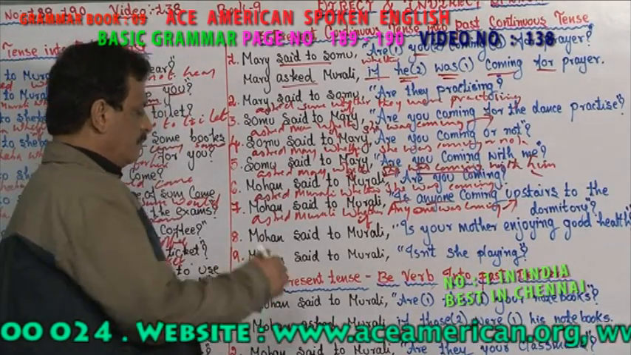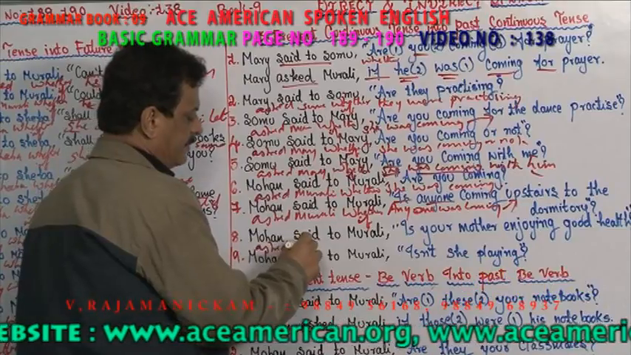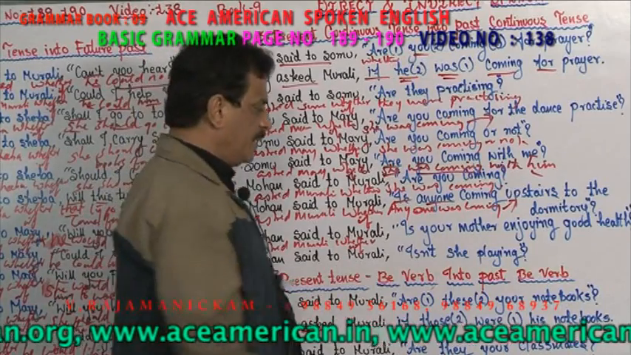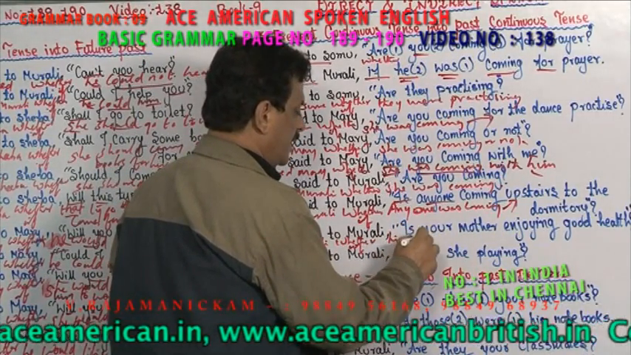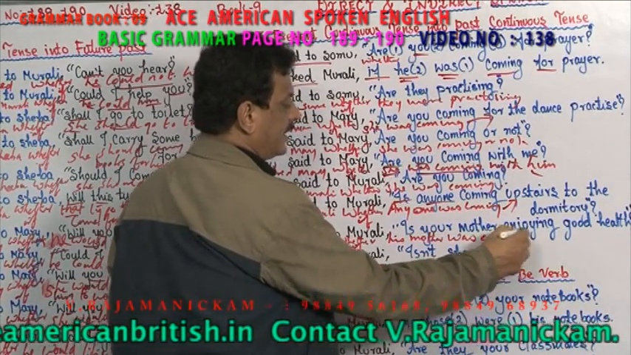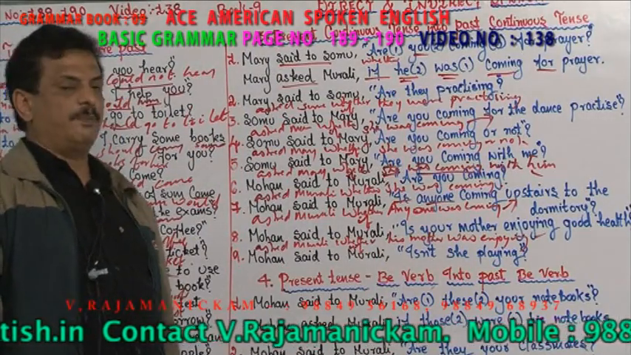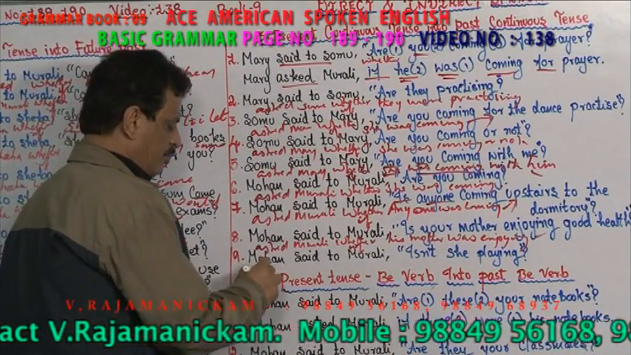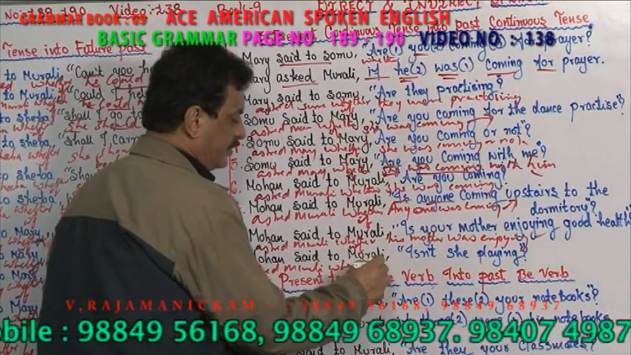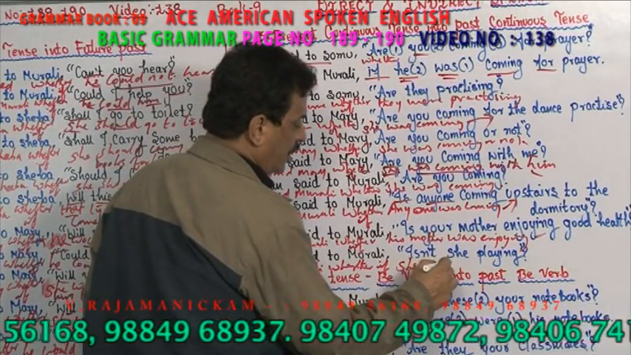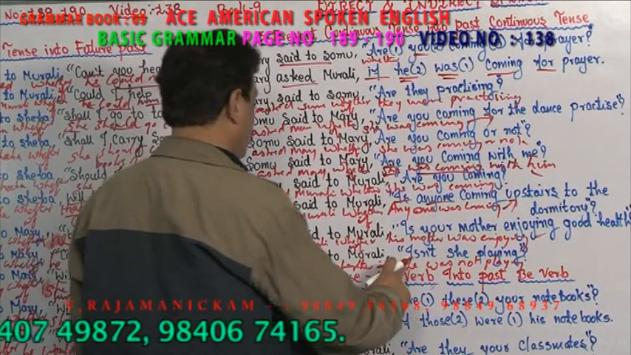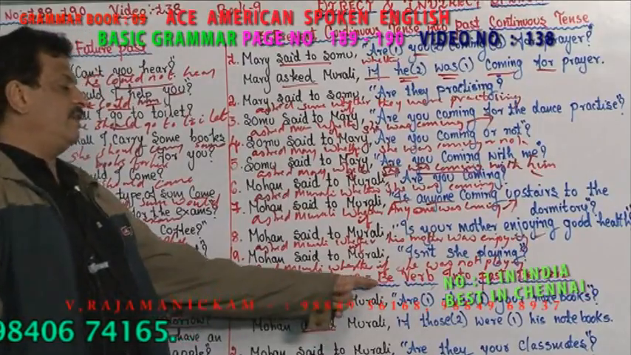Now Mohan said to Murali, "Is your mother enjoying good health?" So how do you change? Mohan asked Murali whether or if his mother was enjoying good health. Your mother changes into his mother, right, sir? Now Mohan said to Murali, "Isn't she playing?" How does it change? Mohan asked Murali whether or if she was not playing, right, sir? Present tense be verb changes into past tense.